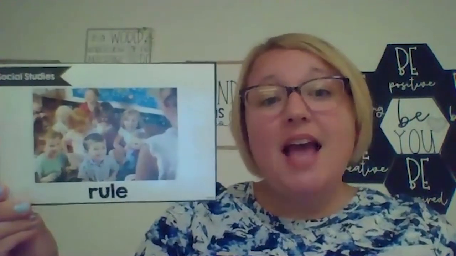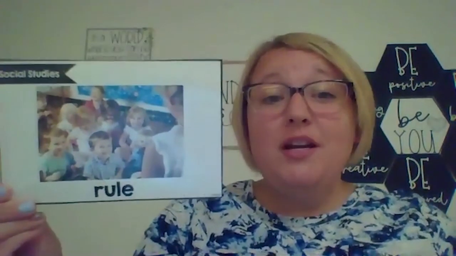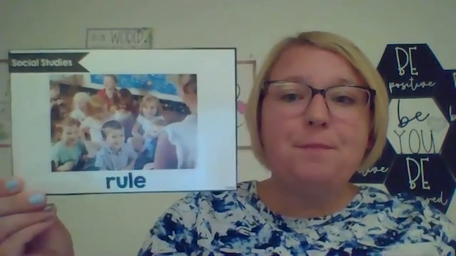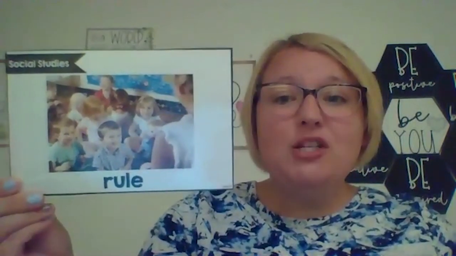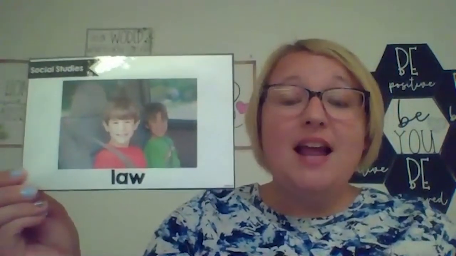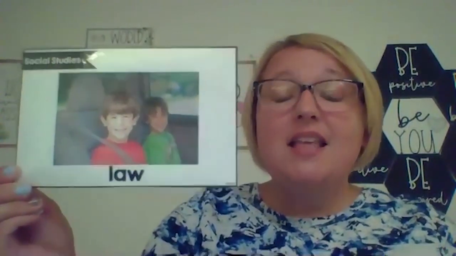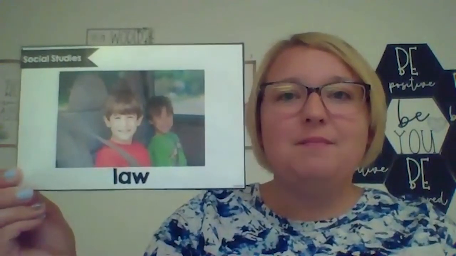Very good. A rule is something that we follow during different situations. It's the behavior that we display during different types of situations. But a law is something that everybody has to follow because our city or state or country says that it's important that all of its citizens follow it.